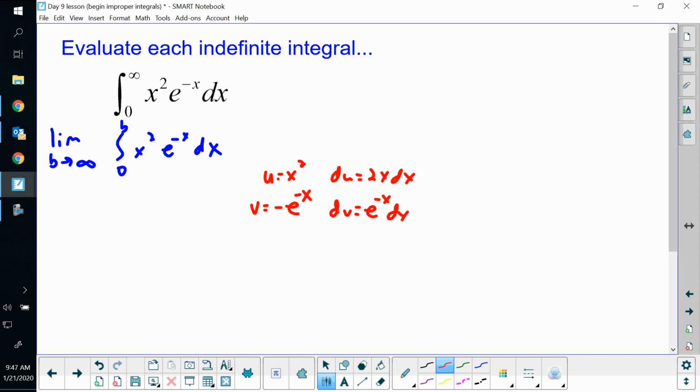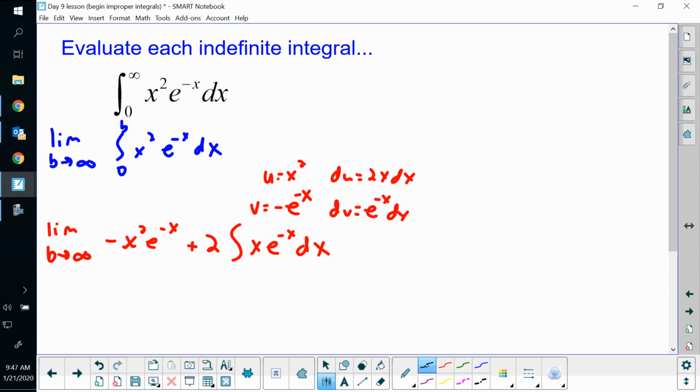Because if you did negative e to the negative x's derivative, you would have to multiply by a -1 because of chain rule, and that would make it then be the positive. All right, so let's rewrite this. This is now limit b approaches infinity. We'll have uv, so we'll have minus x squared e to the negative x, minus v du. Well, the v had a negative in it, so this will really become a plus. I'm going to pull the 2 out front, and we'll have the x e to the negative x dx. So again, the negative from the v and the 2 from the du got pulled out front.